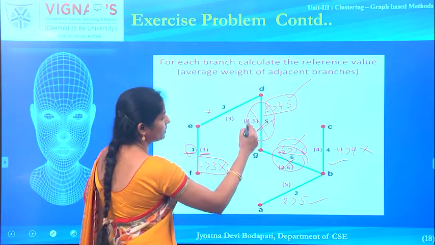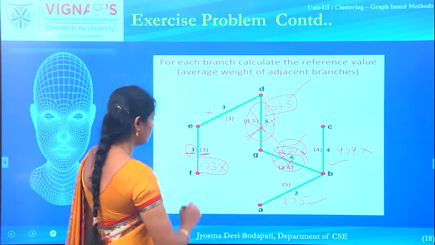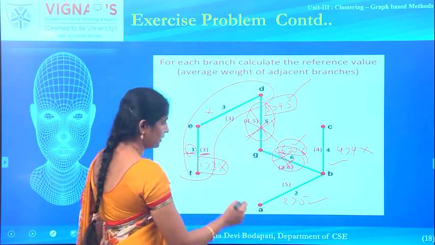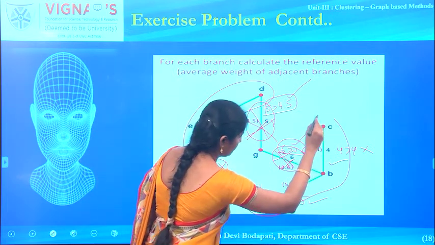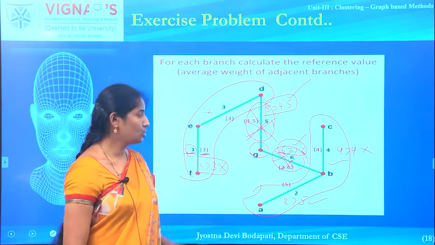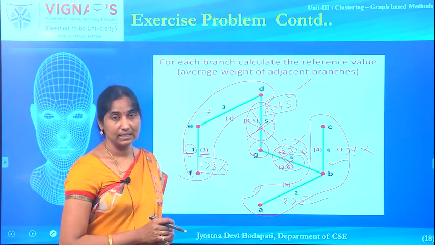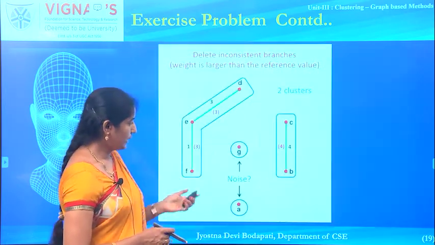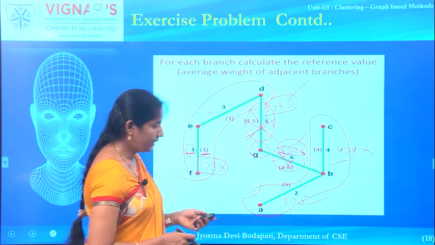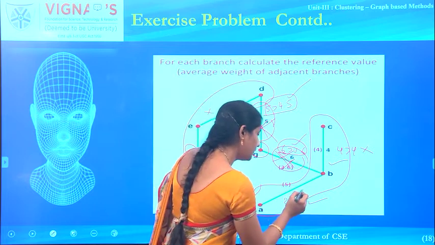If you remove these two edges, what are the clusters that we get? This is one cluster and this is another cluster. And of course this is a single point, and you can consider that as a noise point because it's not part of any of the clusters. Now assume that this edge weight is 6.